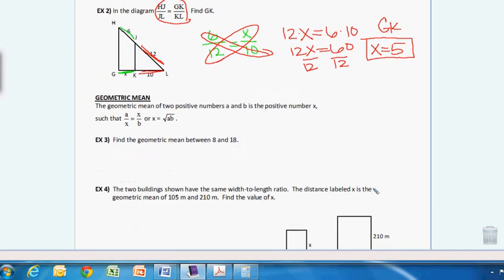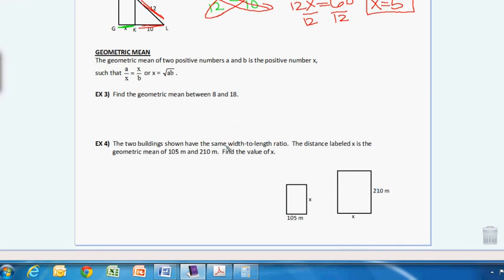All right, now we're going to go down to geometric mean. The geometric mean of 2 positive numbers, A and B, is the positive number X. Anytime you have 2 numbers, you set up the information like this. If we were to cross multiply, we would have A times B equals X times X, which is also AB equals X squared, because when we multiply, we add the exponents.